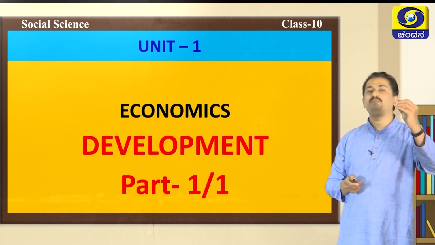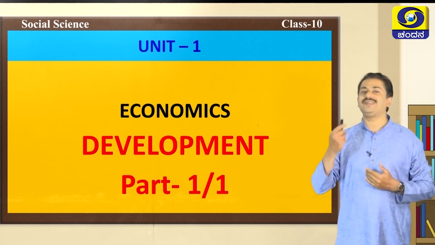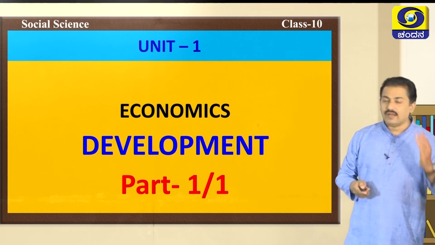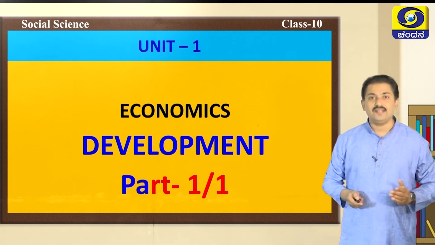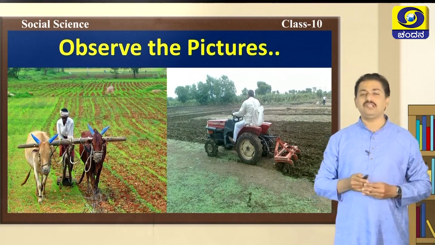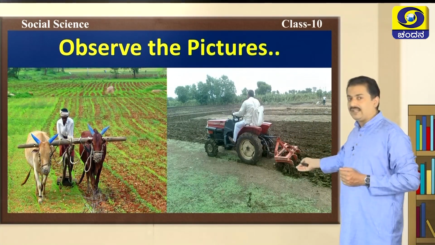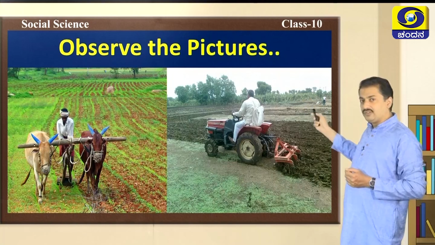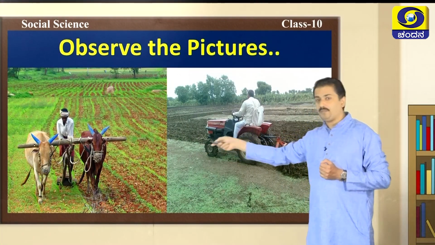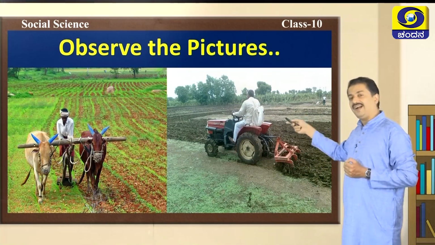Okay, I will show you some pictures. You need to observe those pictures and answer my question later. Are you ready? Yes. Dear students, welcome to lesson number 1 in economics called development. Observe the pictures shown to you. See here, the farmer is tilling the land. In both the pictures, the farmer is tilling the land using a bullock and the plough. But here the farmer is tilling the land with a tractor and a tiller.